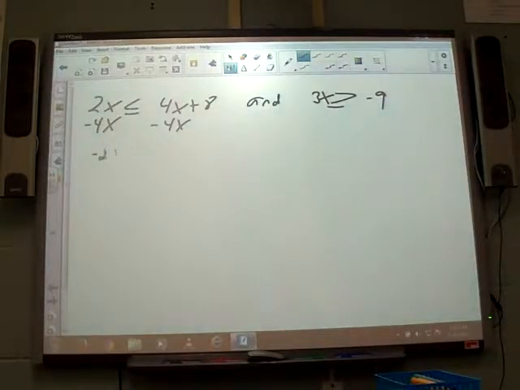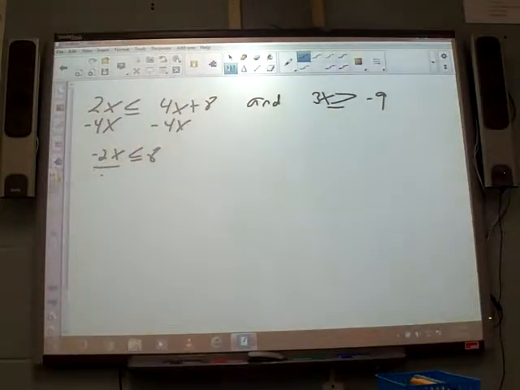That gives us negative 2x is less than or equal to 8. Then what would Aaron have to do? Divide by negative 2, which means Aaron better not forget to flip that sign, right? Do you follow that? Remember that from yesterday? Alright, and we just have one step over here.